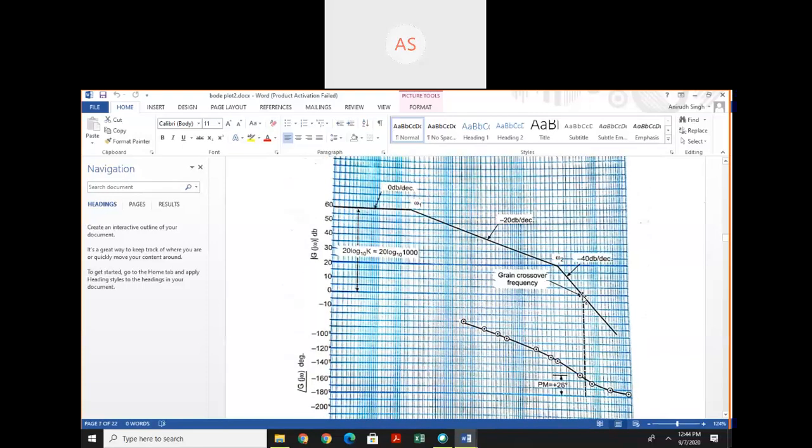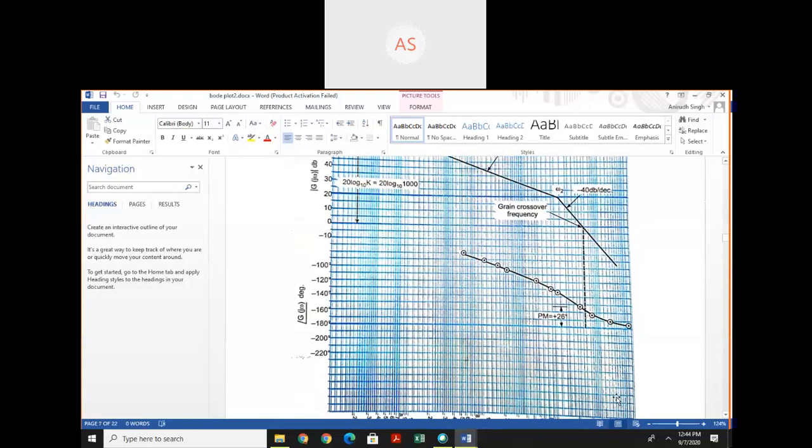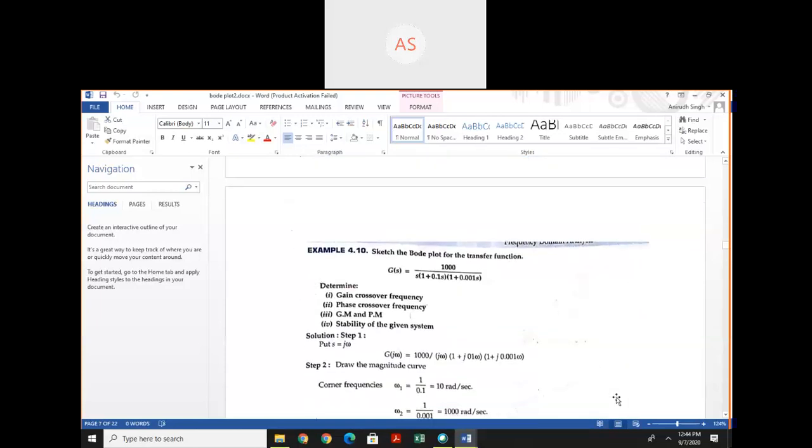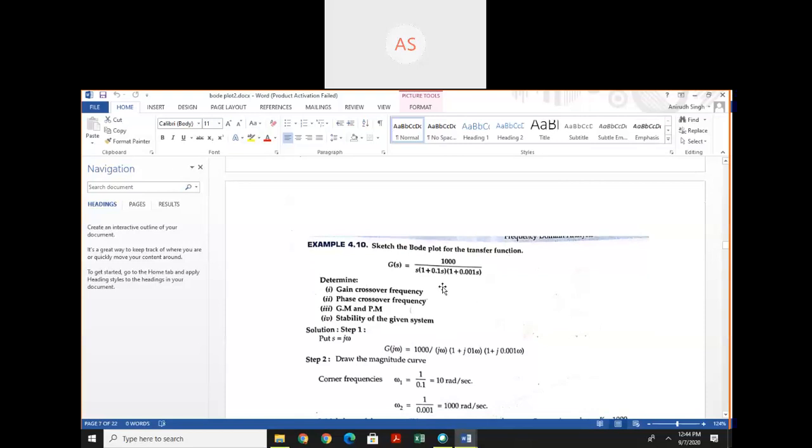Gain crossover frequency is calculated here. Phase margin is 26. The phase curve does not cross the 180 degree line, so gain margin is infinite. The system is stable because phase margin is positive and gain margin is positive. Next question, the last question.